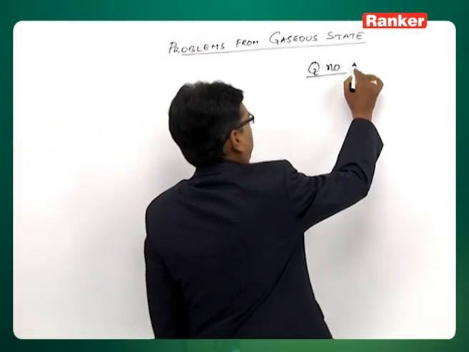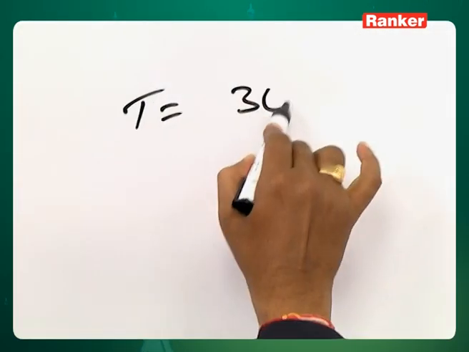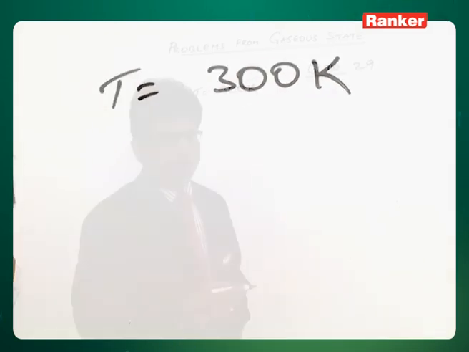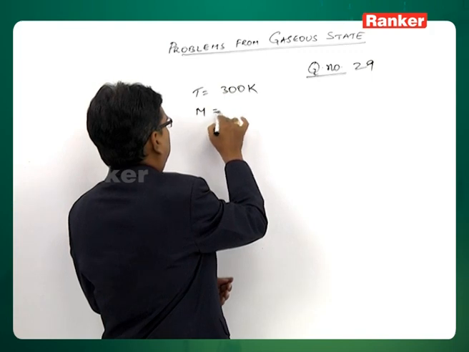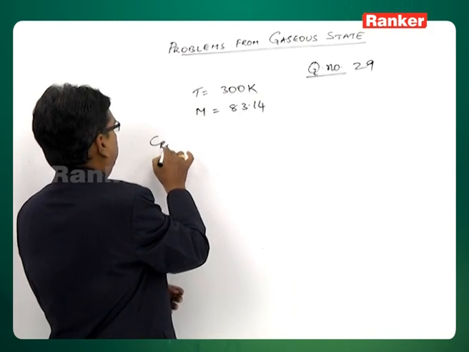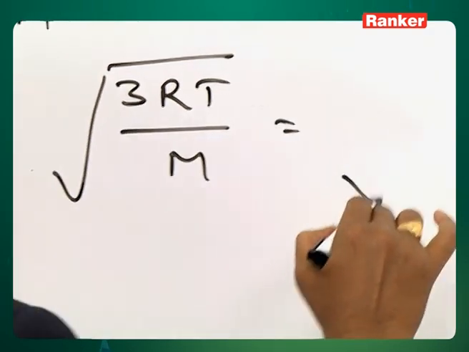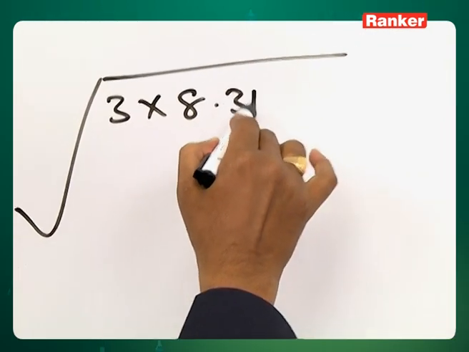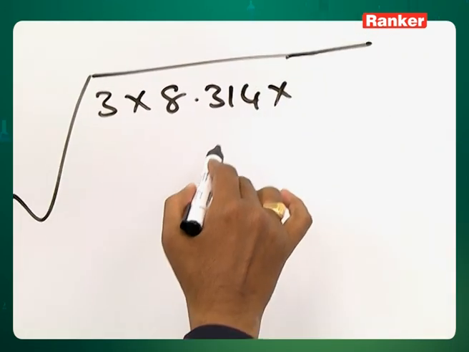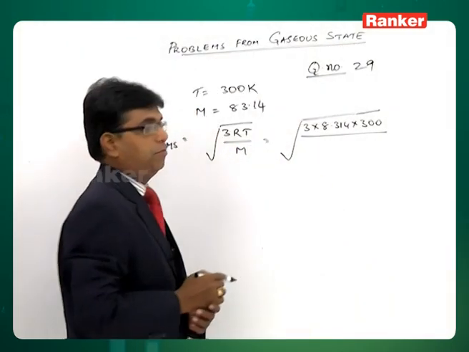Now, question number 29. At 27 degrees Celsius, the RMS velocity of a gas of molecular weight 83.14 is: temperature is 300 Kelvin, 27 degrees Celsius means 300 Kelvin. Molecular weight of the gas is 83.14. Now, RMS velocity, C_RMS is equal to under root 3RT by M, that is equal to 3 into 8.314 joule per mole per Kelvin into temperature 300 by molecular weight 83.14 grams.